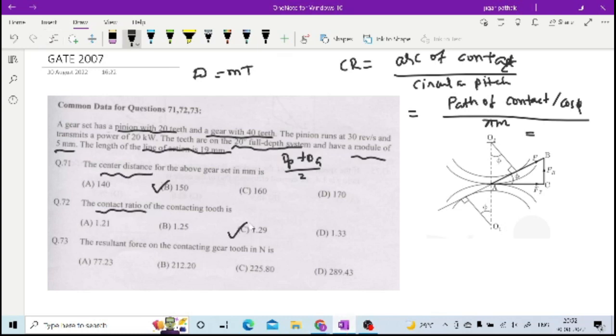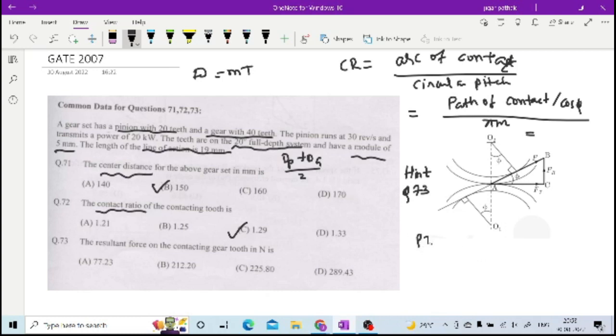Yes, good. Right. Now for the last one, resultant force on the contacting gear pair, for that I have given you this hint, right? For that last question, question 73, I have given you this hint. Can you calculate? Yes, sir. Actually, after calculating, it would be 2258.0. Yes, sir. Correct. It will be like that only.